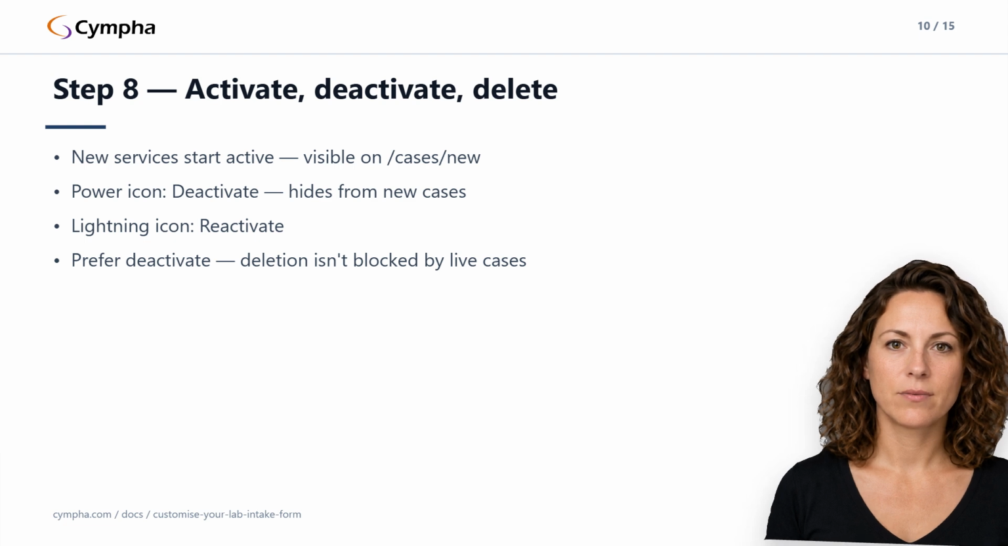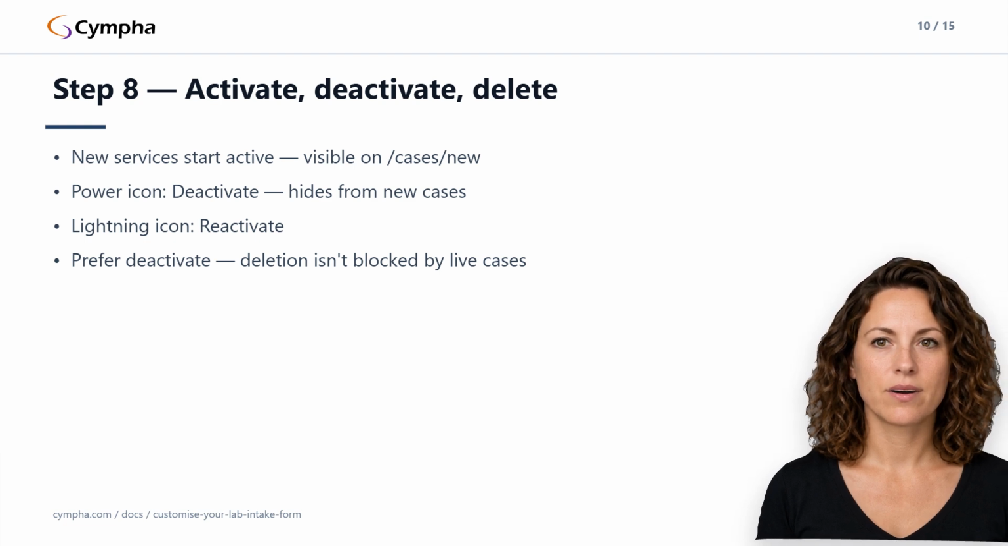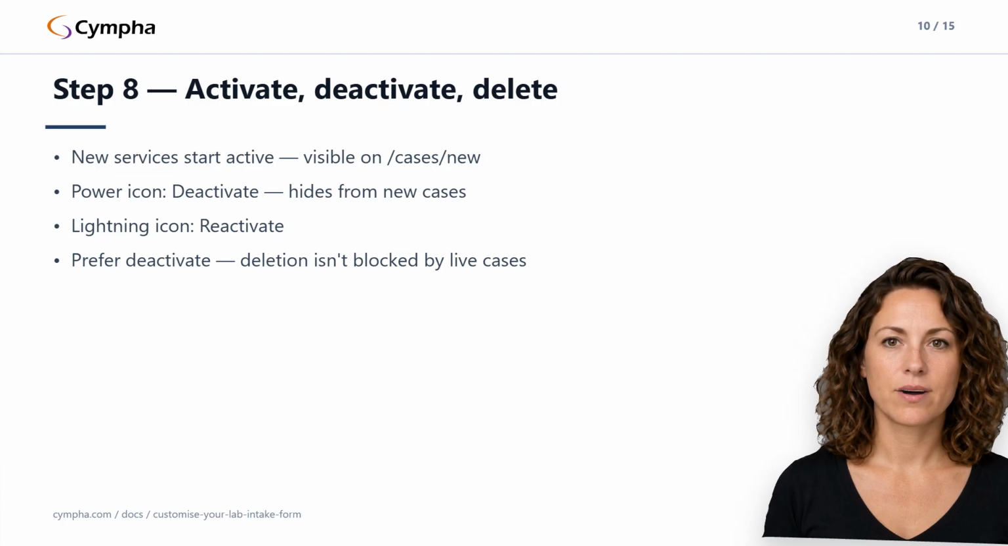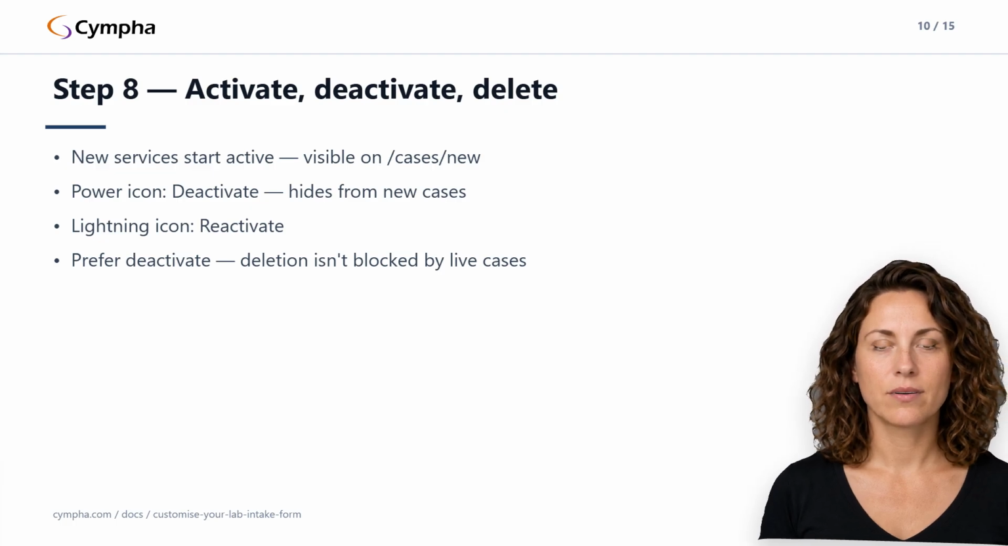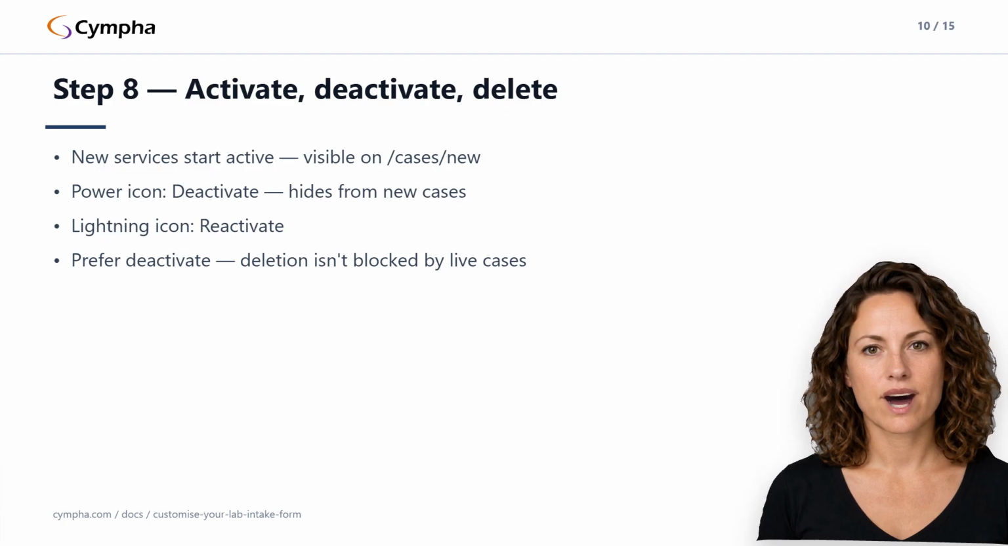Last control, visibility. A new service starts active, clinics see it on the new case page immediately. In the Actions column, active rows carry a power icon, Deactivate, which hides the service from new submissions while keeping every existing case intact, and inactive rows carry a lightning icon to reactivate. Use deactivation for the temporary situations, out of materials, staff sick, rather than deleting and losing the configuration.